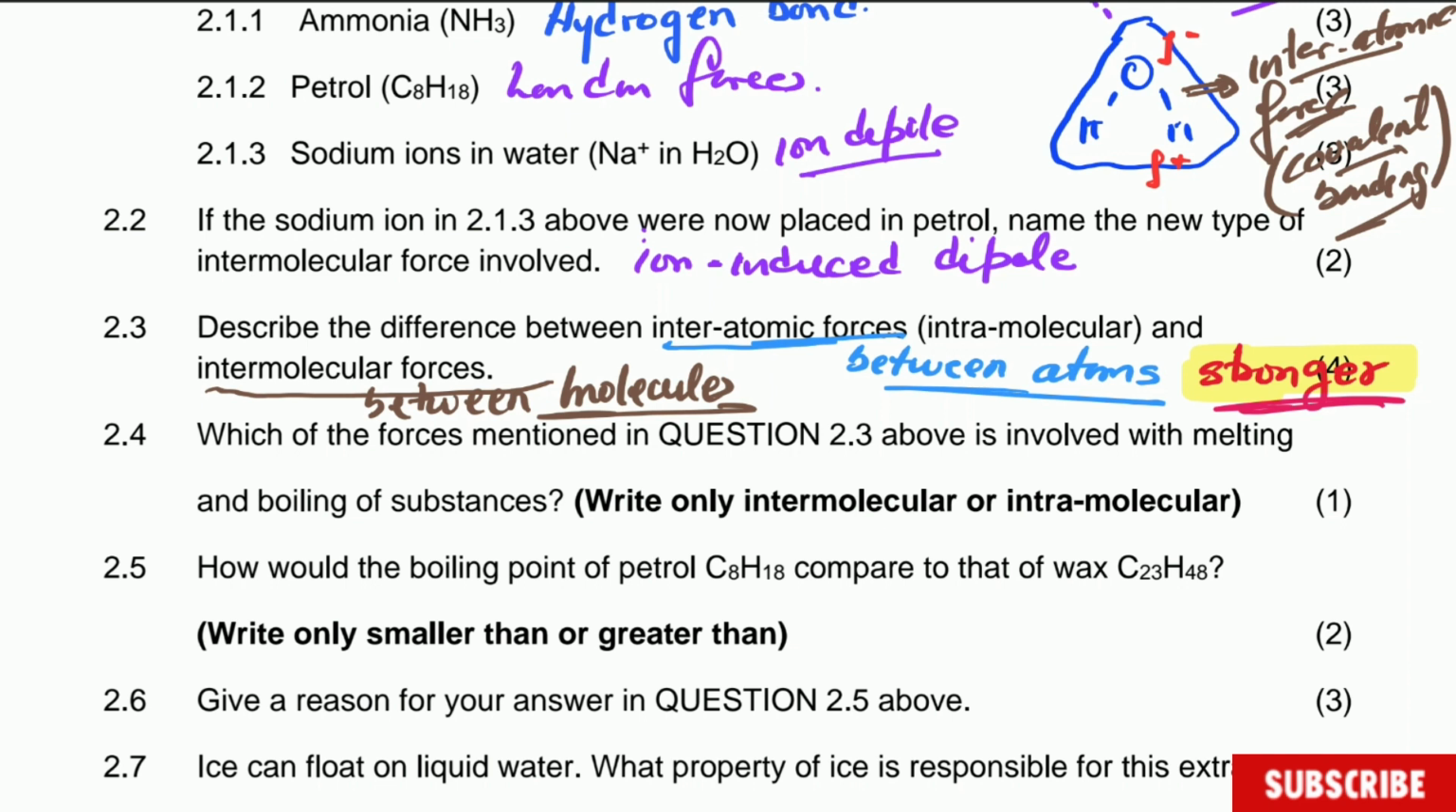Which of the forces mentioned in question 2.3 above is involved with melting and boiling point? Okay, guys, the one responsible for those physical properties is going to be the intermolecular force. The intermolecular force are responsible for the physical properties of the substance. That is important. And boiling point and melting points are physical properties. So nothing to say, it is quite simple.